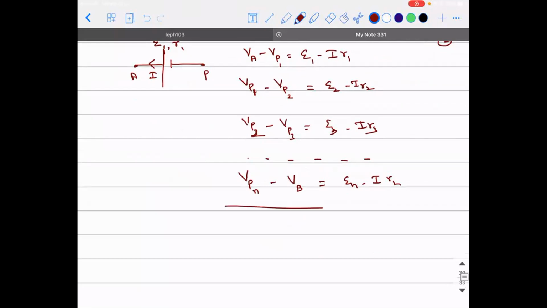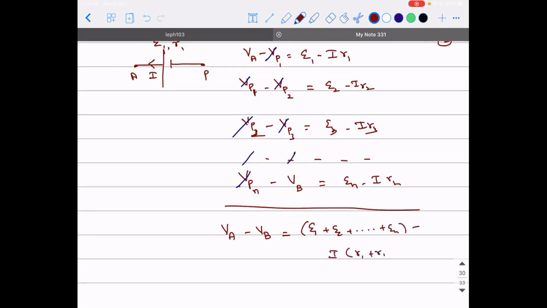Now, how do I get VA minus VB from the left circuit? I will just add everything. If I add everything, observe what happens. VP1 cancels, VP2 cancels, VP3 gets cancelled, VPn and VPn get cancelled. What are you left with, guys? Aren't you left with VA minus VB equal to the right hand side? E1 plus E2 plus so on till En, minus I into R1 plus R2 plus so on till Rn. And this equation I'll call 1. Students, am I clear?